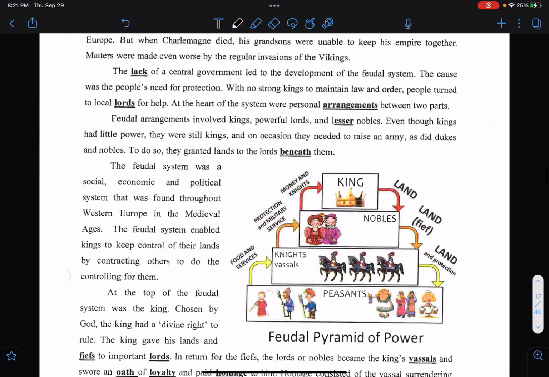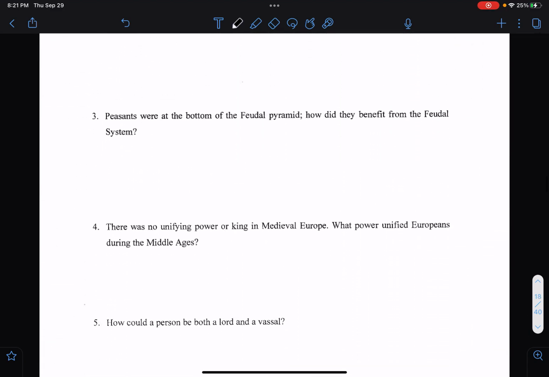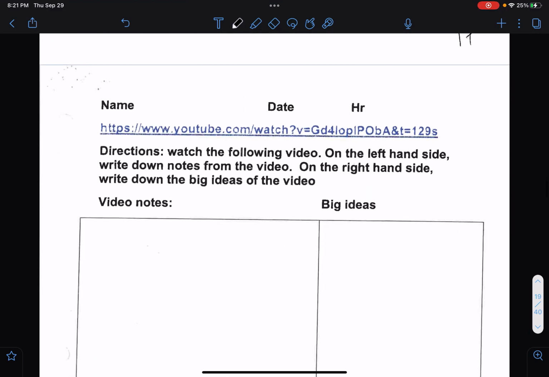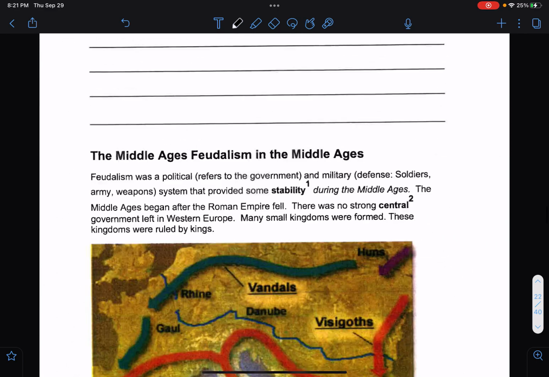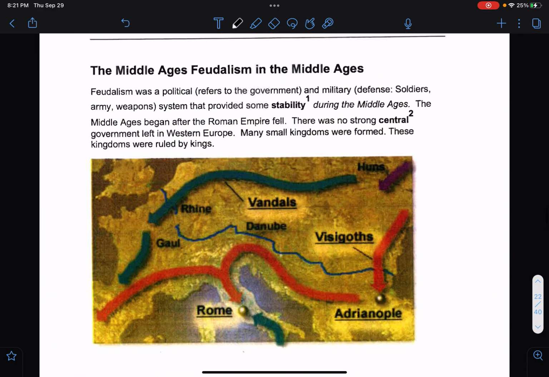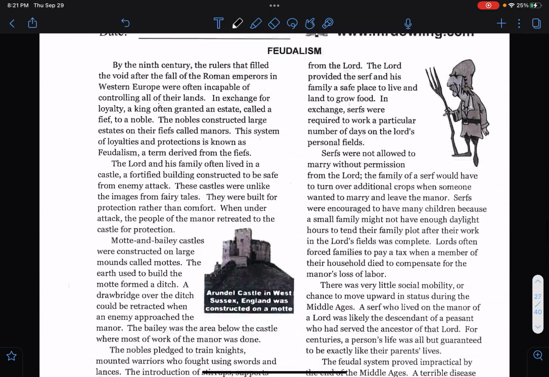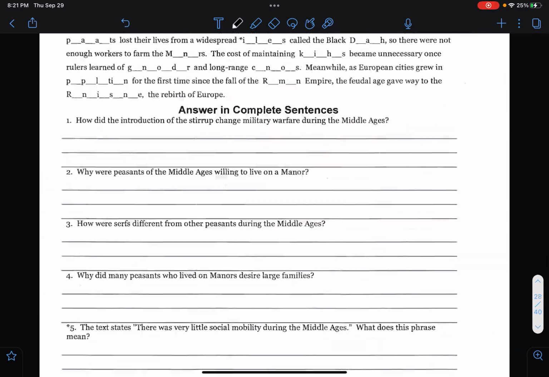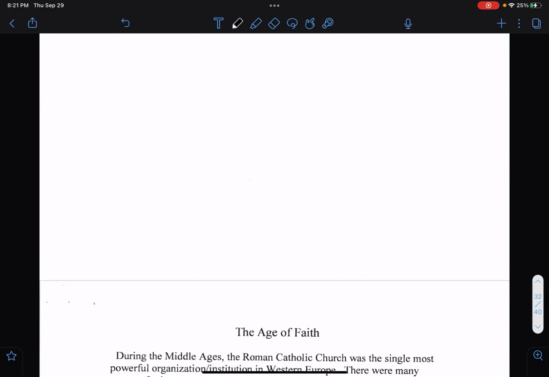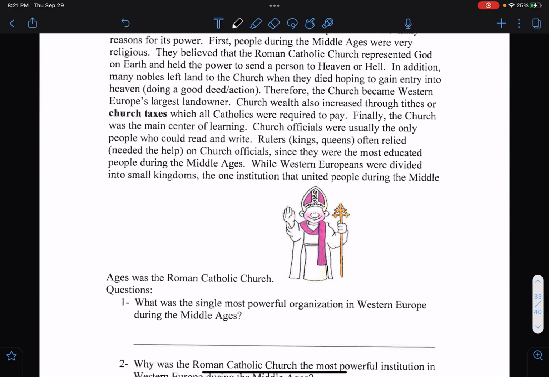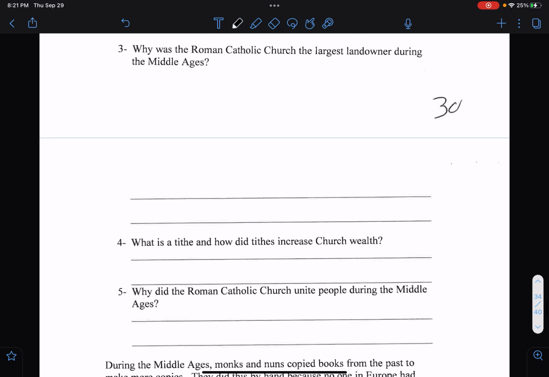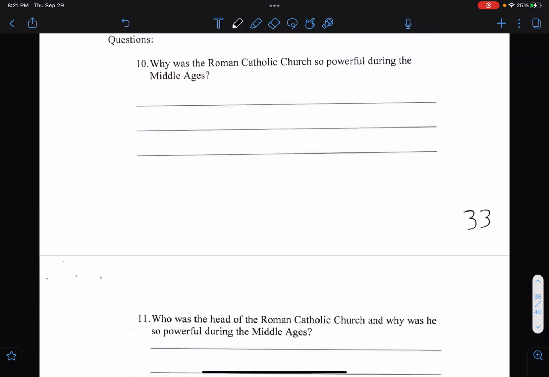You're more than welcome to read these if you want. You don't have to do the questions. You're more than welcome to read the sources. A lot of it is on feudalism, the manor system. There's one on the church, the age of faith, and the power the church had during the medieval period.